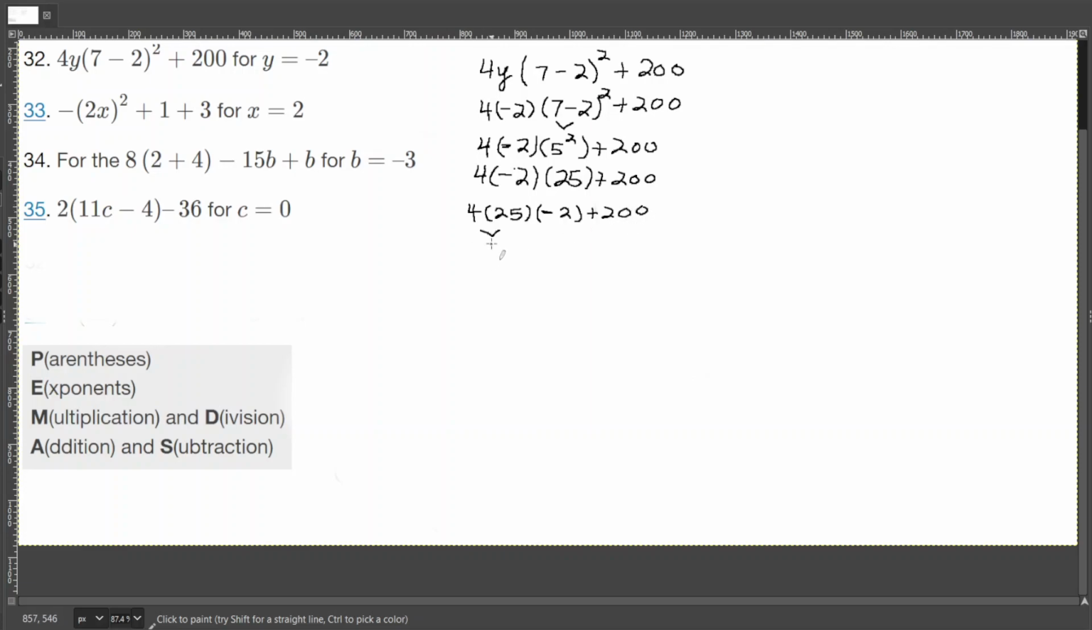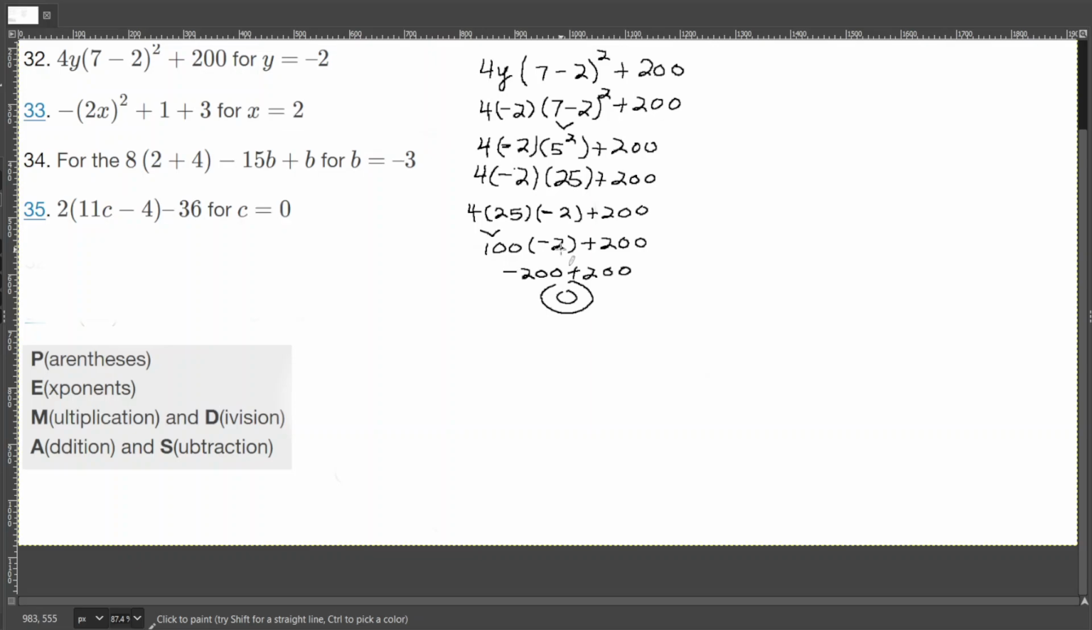So 4 times 25 is 100, right? Anything with zeros at the end of it, I love, because it's super easy to do. Now we got 100 times negative 2, which is negative 200. Negative 200 plus 200, right? You pay back the $200 you owe. You broke even. You're at 0. So that's how we go about the first one.